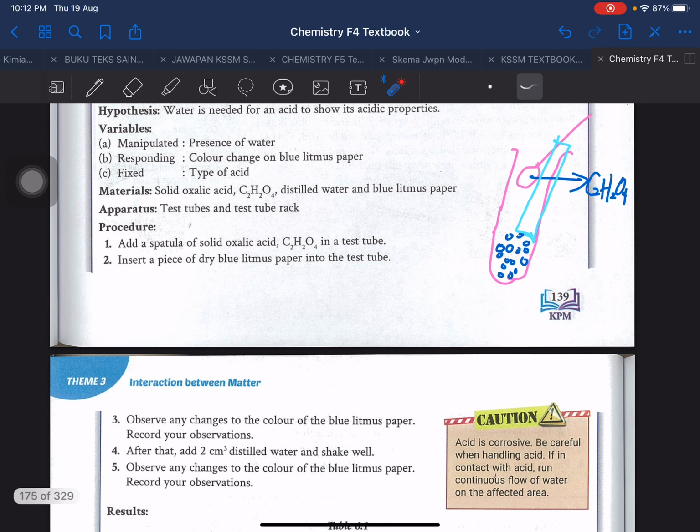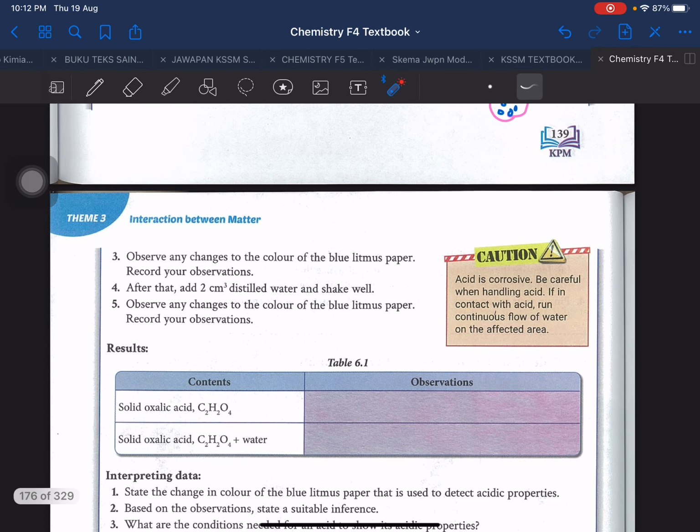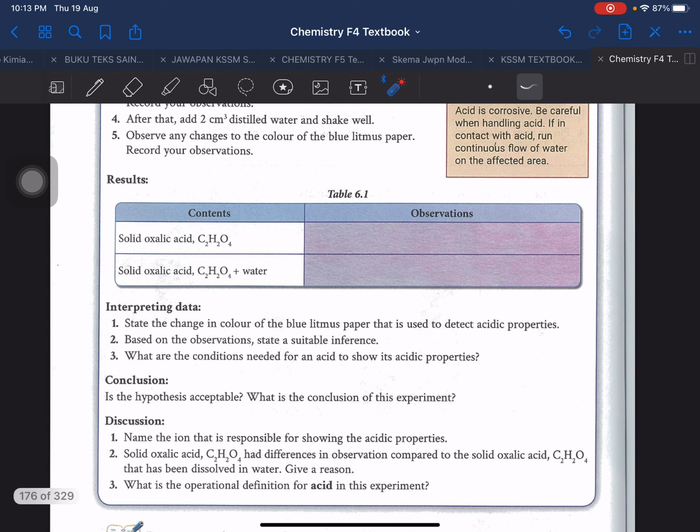Okay, after you do the first experiment, first test, which is using the blue litmus paper, you see, ada perubahan kah tiada? Kalau ada, you write here. Kalau tiada, just no color changes. Just write that. Okay? After that, add 2 cubic centimeter of distilled water and shake well. Observe any changes to the color. So, kalau kita sudah tambah air, what will happen is the blue litmus paper will change to red color. Itu I will show you the video in a while.